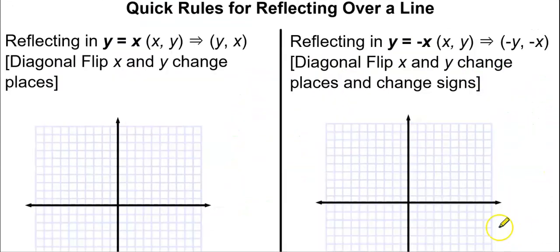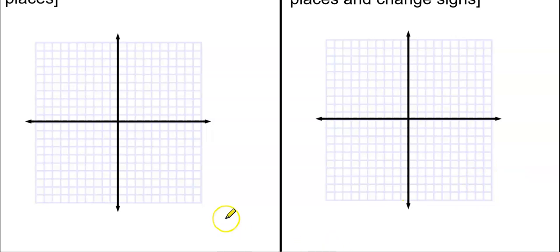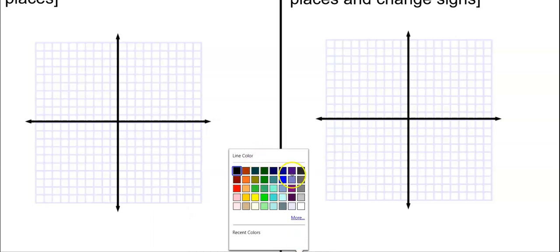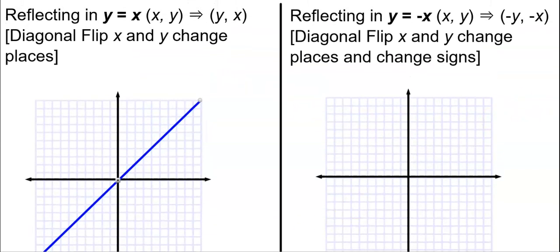Now, we don't always flip over the X and Y axis. Sometimes we're going to reflect over the line Y equals X. Y equals X is this line right here. Let me change colors, please. Y equals X is the line that goes diagonally across my grid like this. It goes through the origin and it just connects opposite corners. So there's the line Y equals X. Let me highlight it.